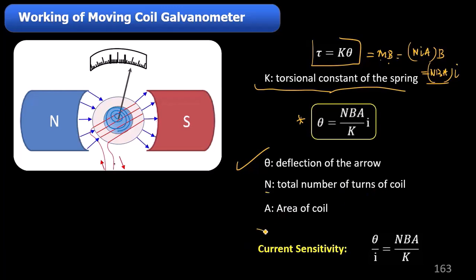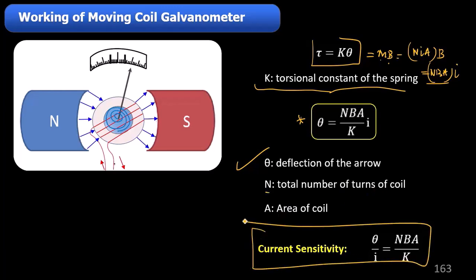So current sensitivity is one of the important parameters, that is theta by I ratio. What is the angle subtended per unit current? Okay. So that number should be on the higher side, because galvanometer can only measure a very small current, not very large current. Theta by I is called the NBA by K ratio. That is, it depends on NBA and K number.